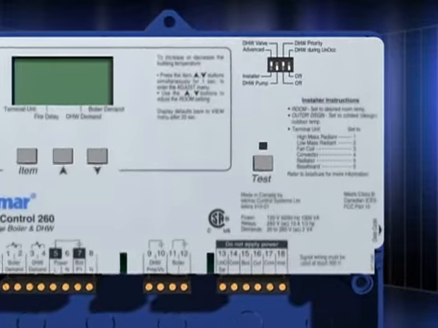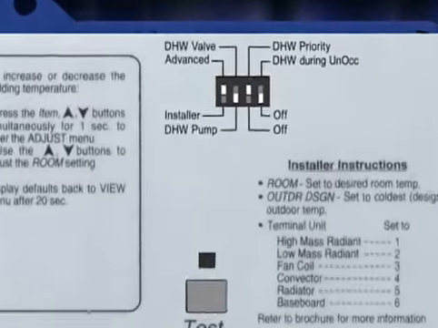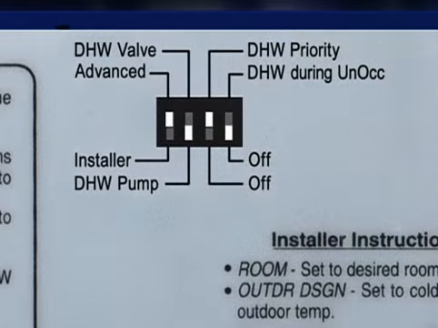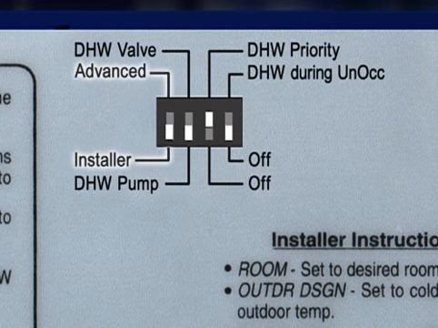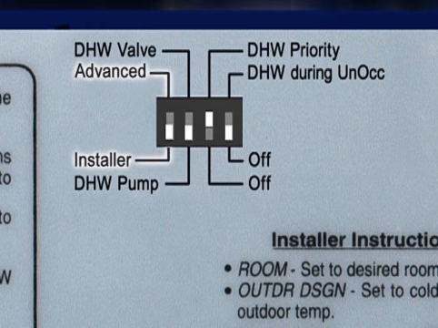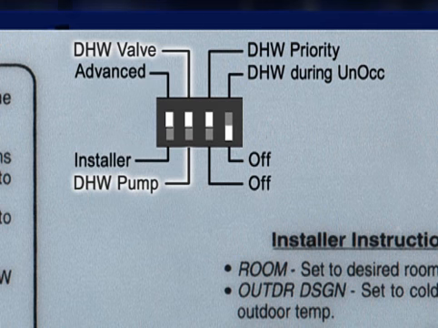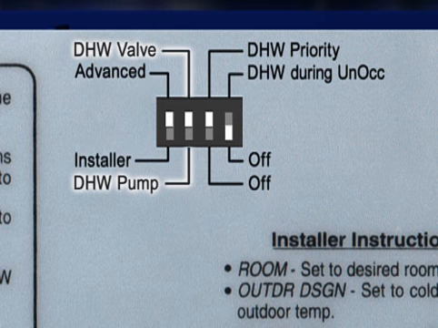A number of options are available through dip switch settings on our sample control. They include the Advanced Installer dip switch, which is used to select which items are available to be viewed and/or adjusted in the user interface. The DHW valve/DHW pump dip switch is used to select the type of device that is being used to control the flow of heat to the DHW tank.